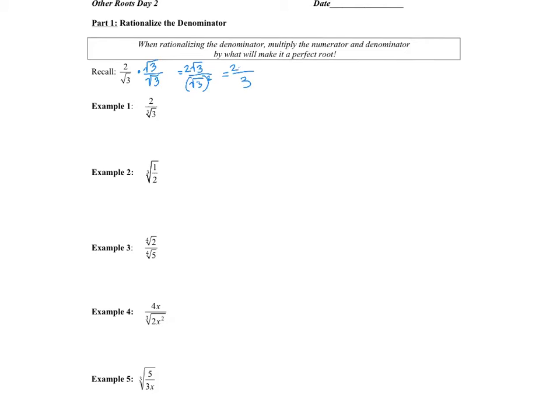And we have 2 radical 3. So what's great is now we've just rationalized the denominator. We now have a rational number, 3, in the denominator, whereas we started out with radical 3, which is an irrational number.